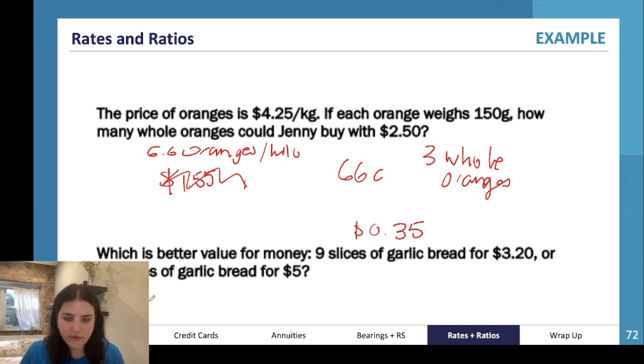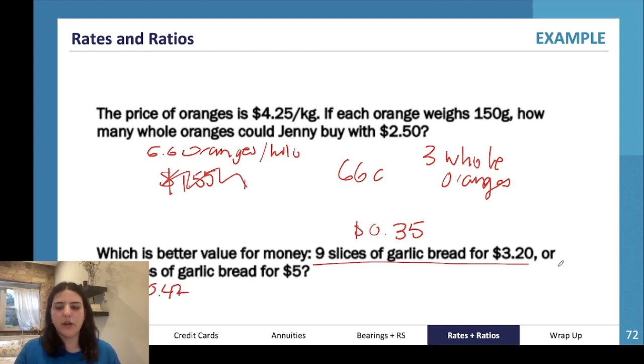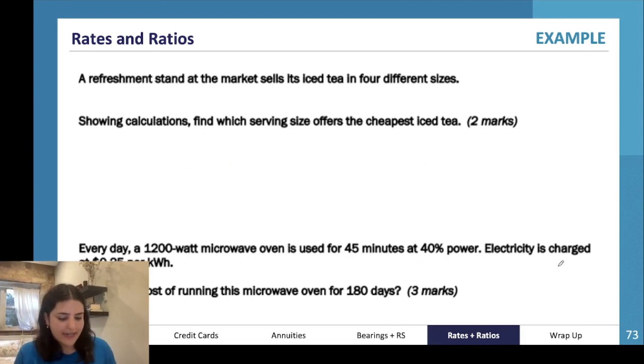And the second one, we've got $5, but there are 12 slices. So one slice is going to be 41 cents or 42 cents. So the better value is going to be the 9 slices for $3.20. All right, here's another example.